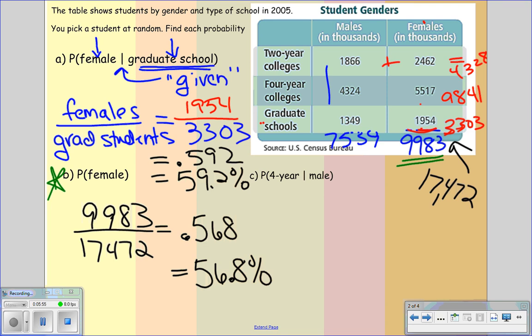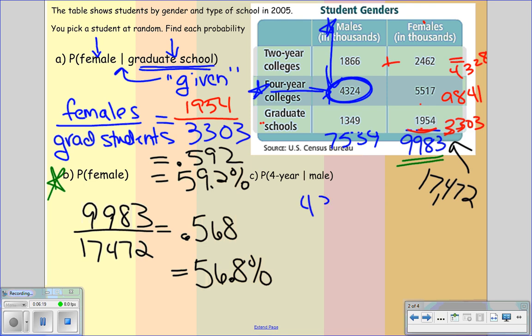All right, so now we're going to take a look at the probability that it is a 4-year student, given that it is a male. Basically, we've got 4-year colleges right here, and we've got males in thousands there. These two are going to intersect right here. So that's actually our number on the top. That is what we're looking for.